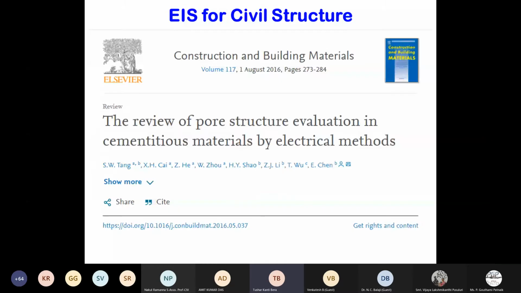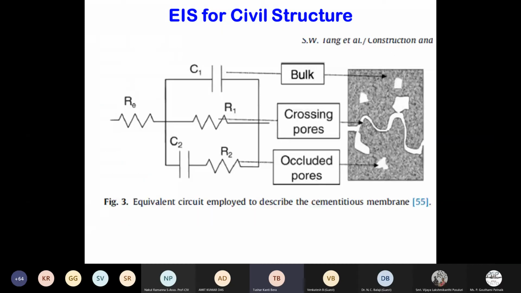In another paper, they are studying the pore structure, which is evaluated in cementitious material by electrical methods. In that study they are measuring both electrical resistance and impedance. They say there may be some continuous pores, some pores joined together, which may extend from one side to the other side. So the entire pore may be there.